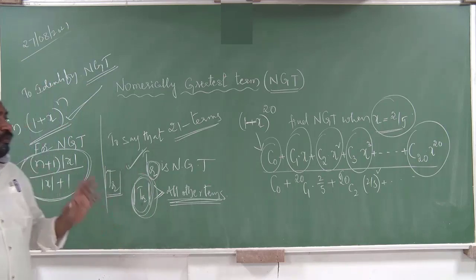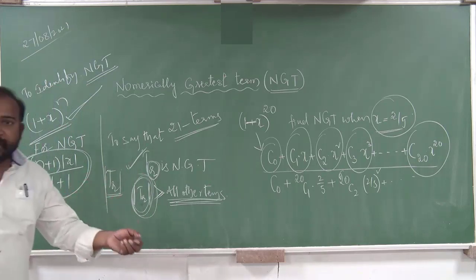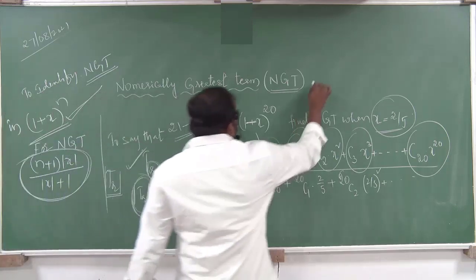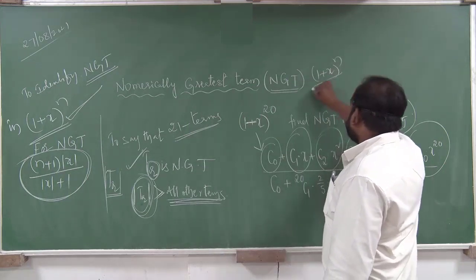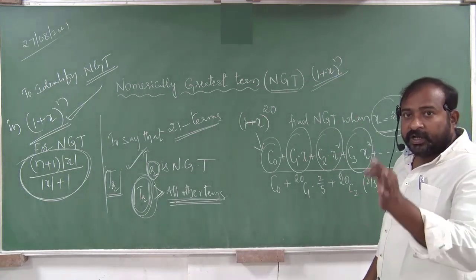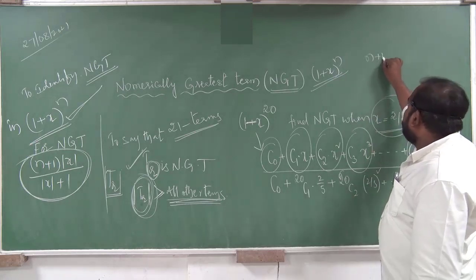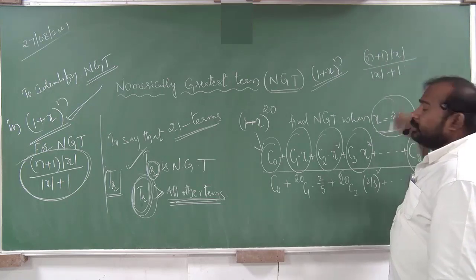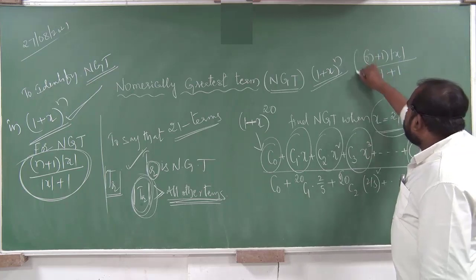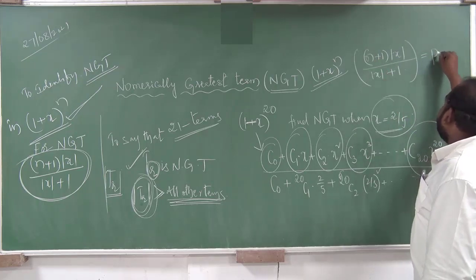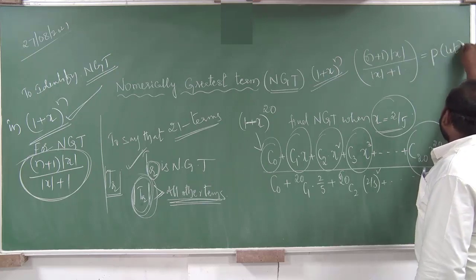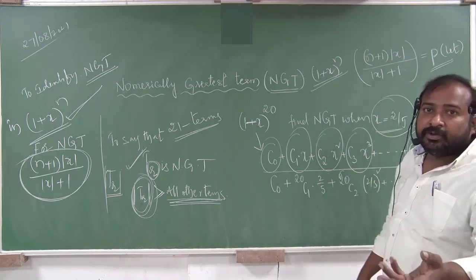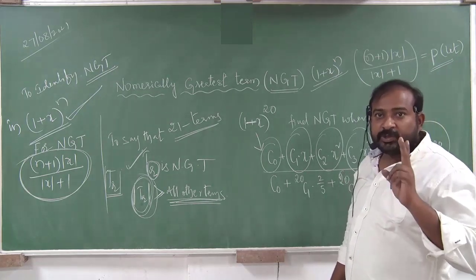Simply, our aim is to find the numerically greatest term. In the expansion (1 + x)^n, to find the numerically greatest term, we calculate (n + 1) times |x| by (|x| + 1). This is the value. Now, let this be p. Imagine we assume this value is p. Here again there are two cases: p may be an integral value or a non-integral value.